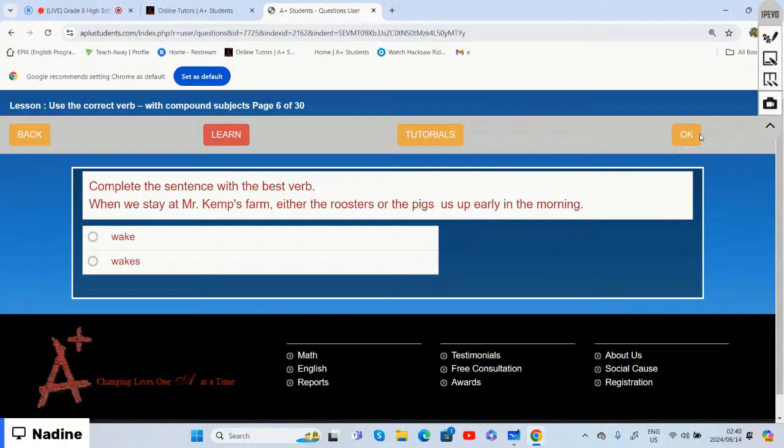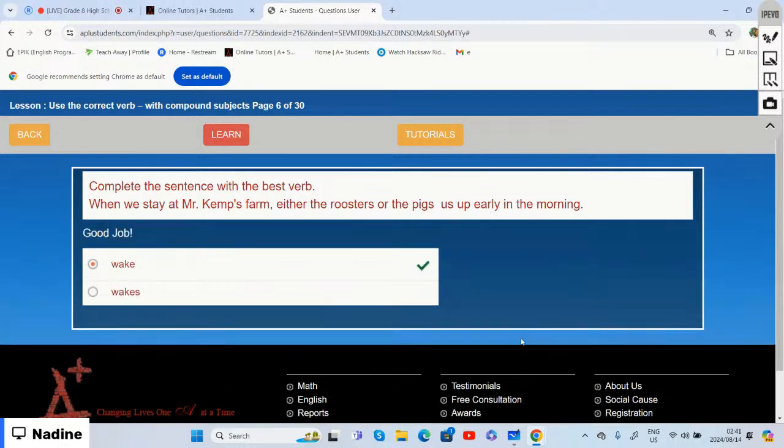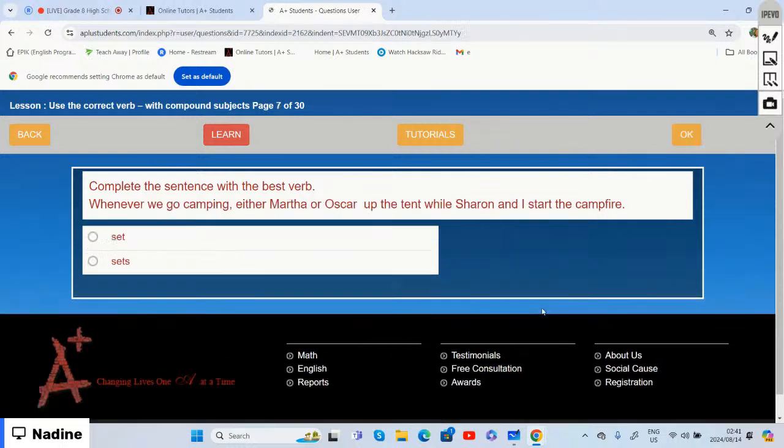So when we stay at Mr. Kemp's farm, then either the roosters or the pigs wake us up early in the morning, because it's either one of them, but it's roosters or pigs, which means that it is plural. All right.